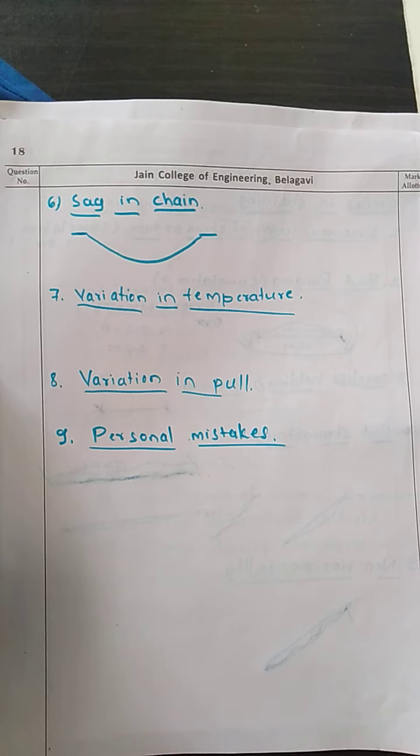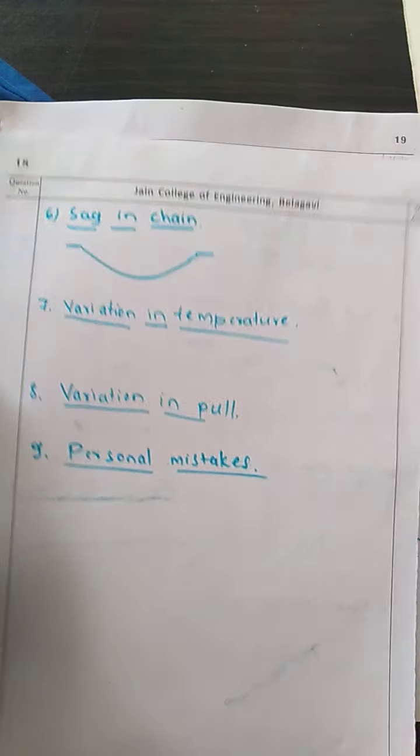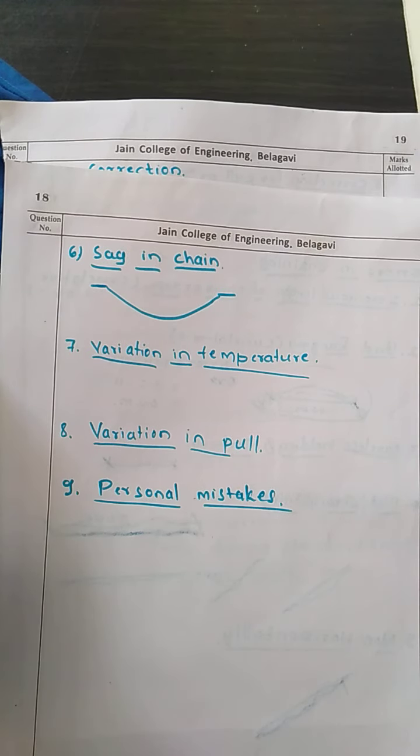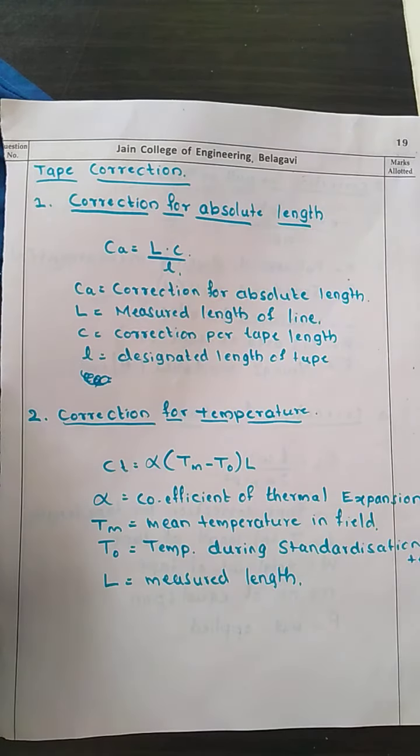So these are the different errors. I will highlight it. Errors due to the erroneous length of the chain, then bad ranging, careless holding and marking, then bad straightening, non-horizontality of the chain, sag in chain, variation in temperature, then variation in the pull. These are the different types of errors that we are going to make when chaining. Then the chain or tape correction: when we have these errors, we need to apply corrections.